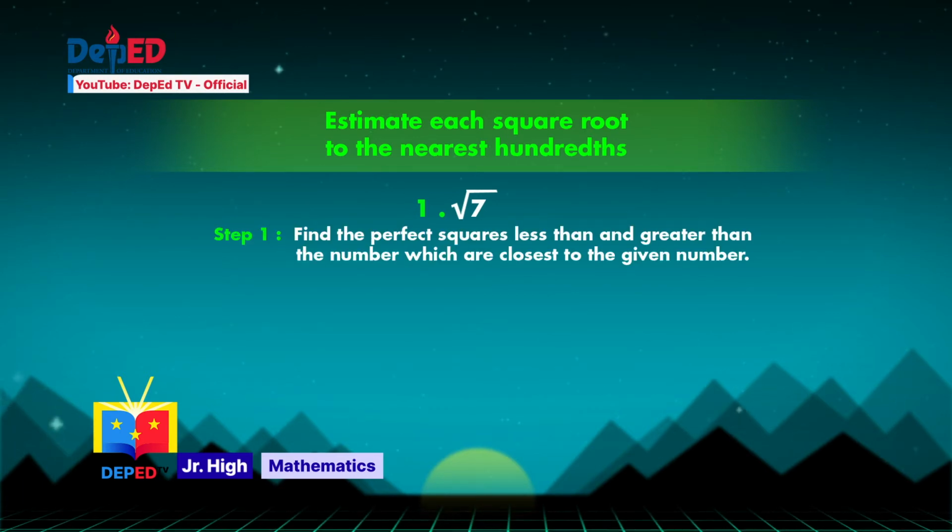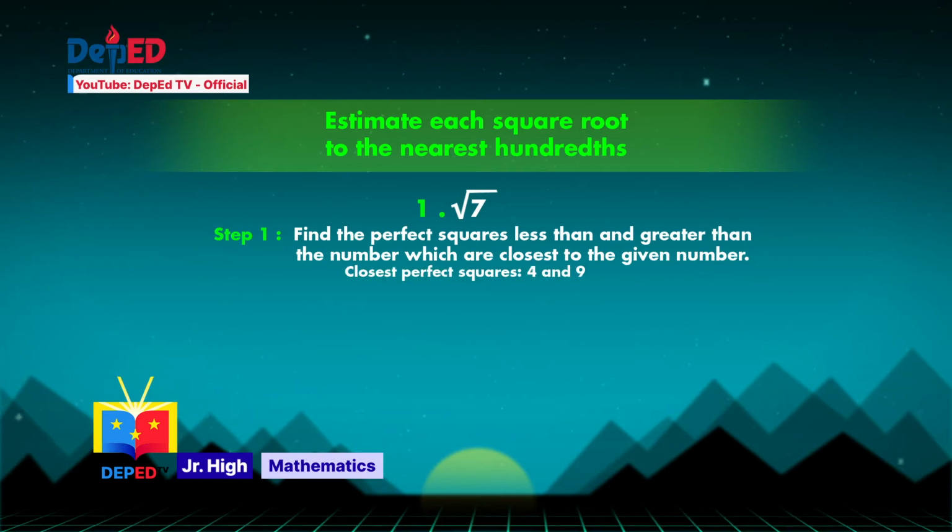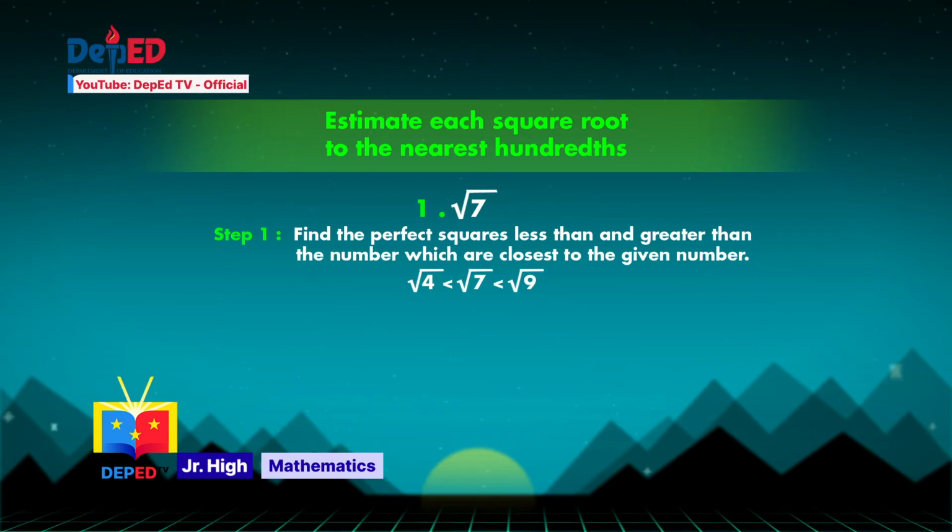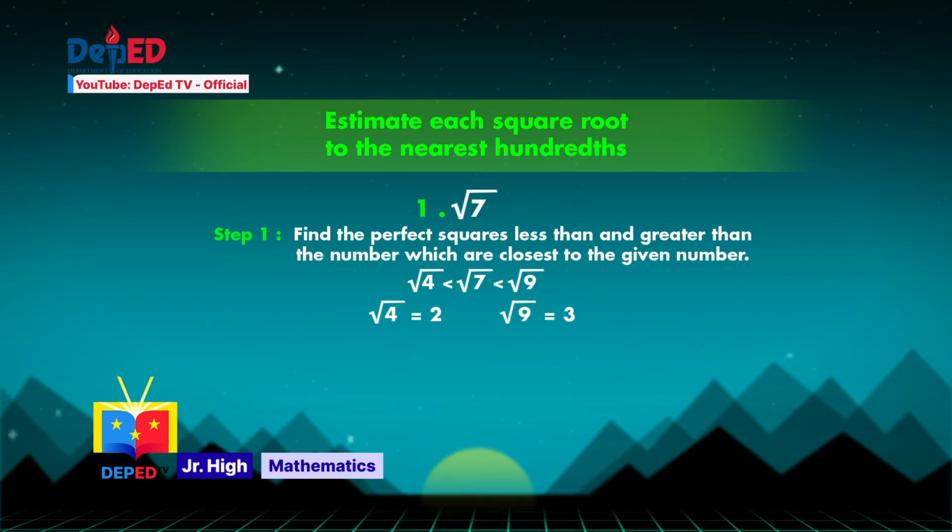Step 1. Find the perfect squares less than and greater than the number which are closest to the given number. The perfect squares closest to 7 are 4 and 9. The square root of 7 is less than the square root of 9, but greater than the square root of 4. Since the square root of 4 is 2 and the square root of 9 is 3, we can say that the square root of 7 must be between 2 and 3.